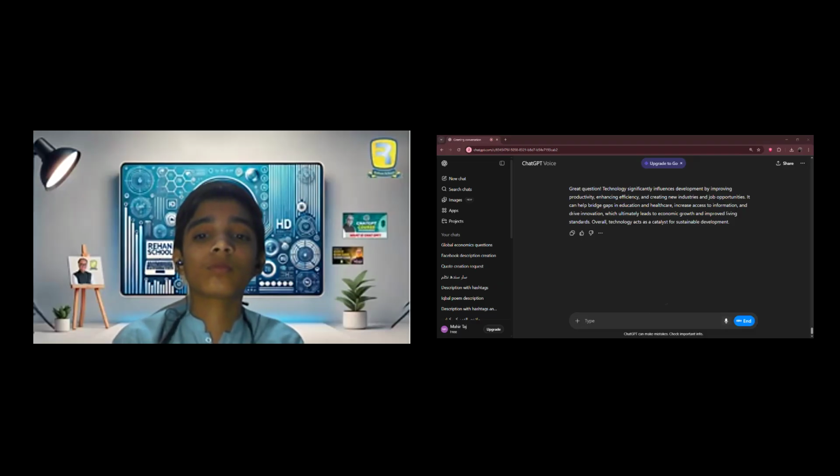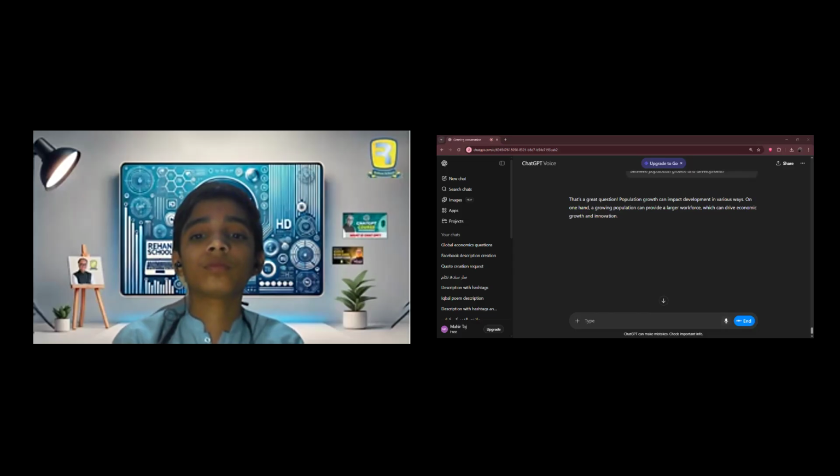That's a great question. Population growth can impact development in various ways. On one hand, a growing population can provide a larger workforce, which can drive economic growth and innovation. On the other hand, rapid population growth can put pressure on resources, infrastructure, and public services, potentially hindering development. The relationship often depends on how well a country manages its resources, invests in education, healthcare, and creates opportunities for economic growth.